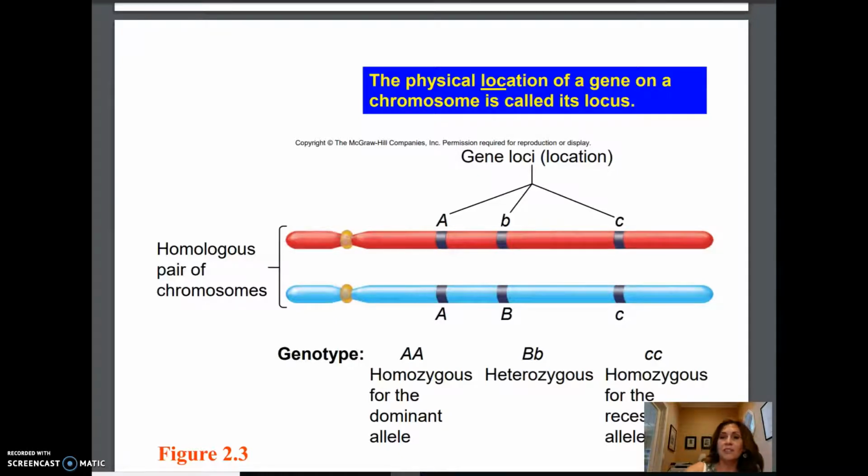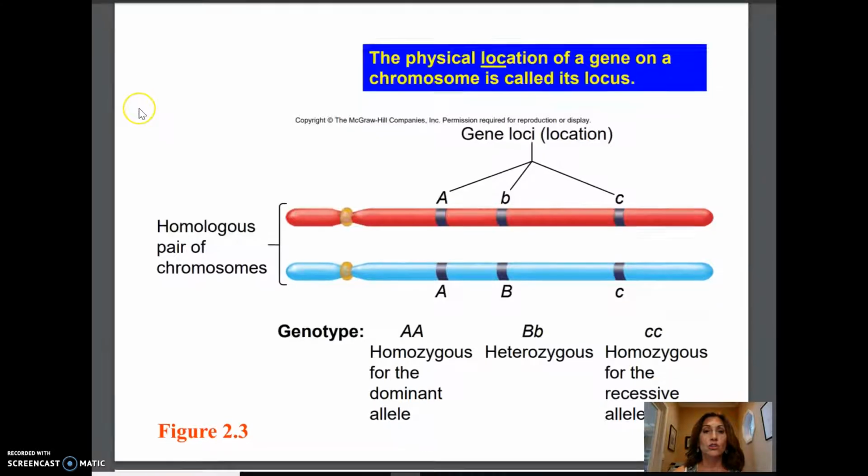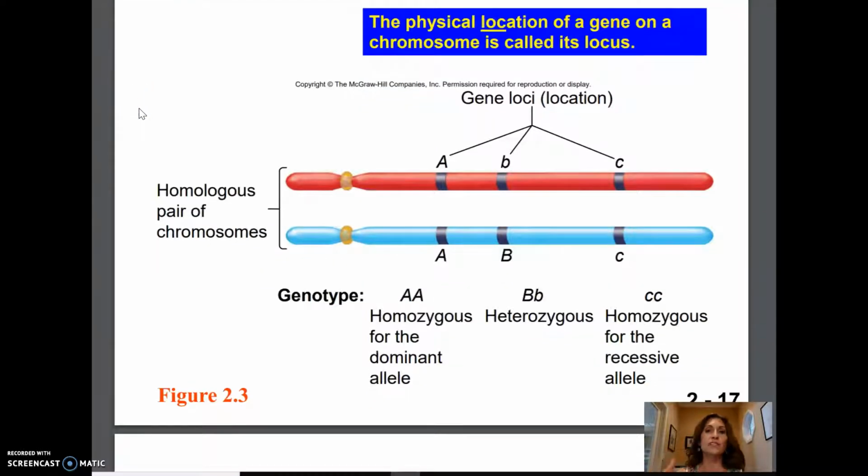Let's continue on now. One of the things we need to understand to look at the distribution of traits and alleles and genes and chromosomes is a little bit of the anatomy of a chromosome. Each one of these lines would be a linear chromosome from a eukaryotic cell. One, let's say, would be from mom, the red one, and the other would be from dad, the blue.